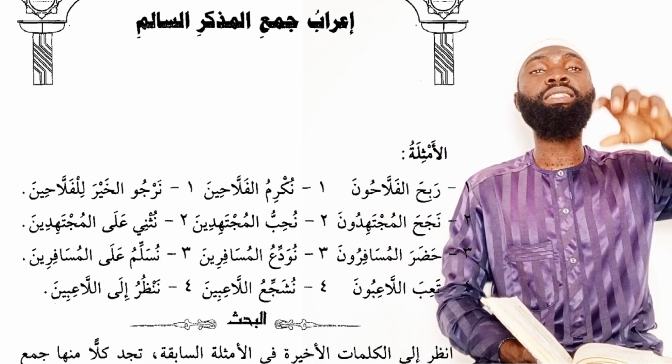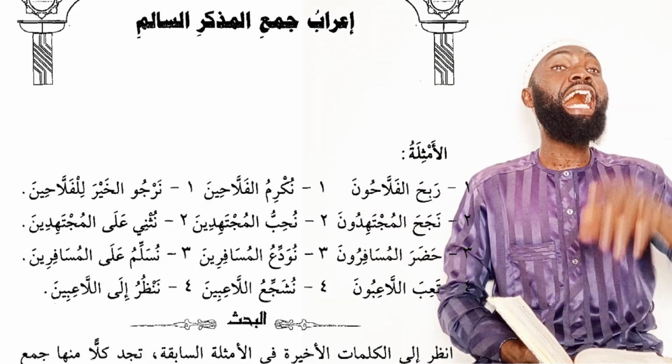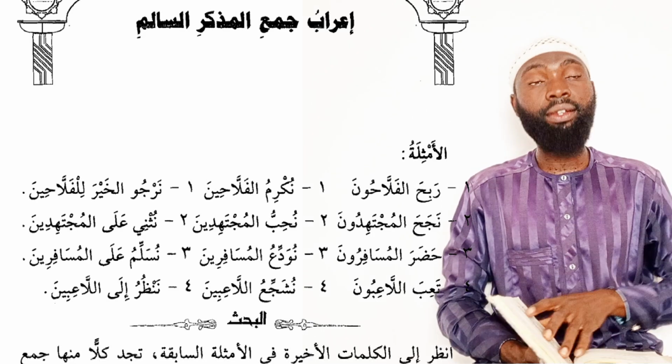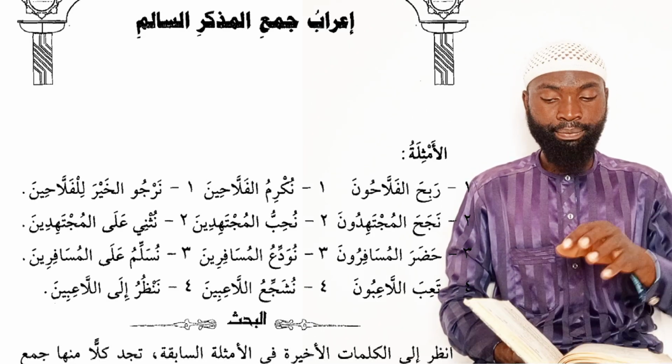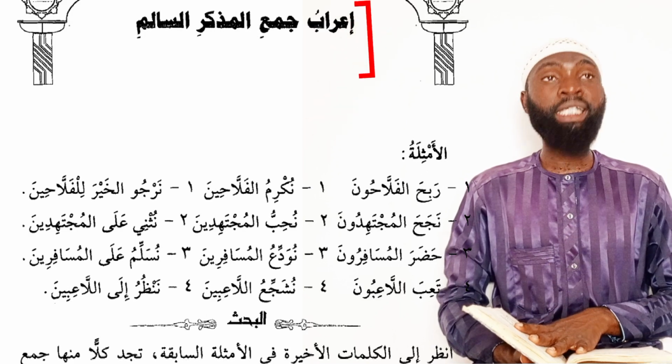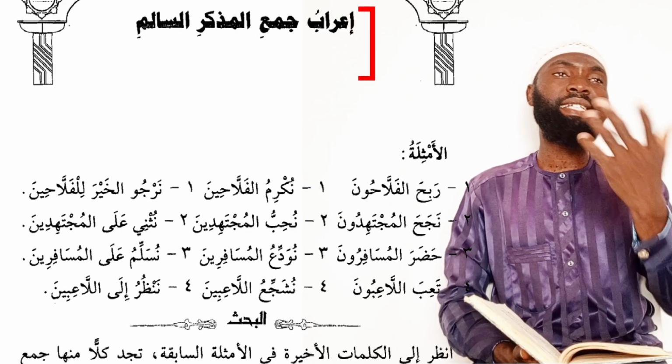Now coming back to our book An-Nahul Wadih, we are going to get a full detailed explanation of this topic, and you are going to learn a lot of sentences in this pattern to better your understanding. Here we have i'rab jam'il mudhakkar as-salim. What is i'rab?